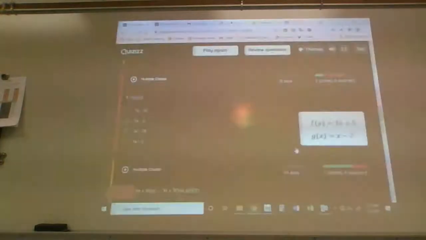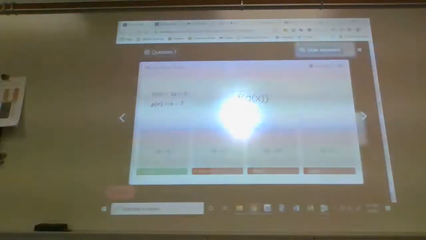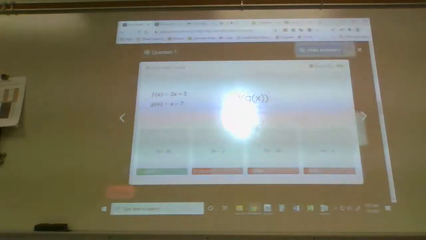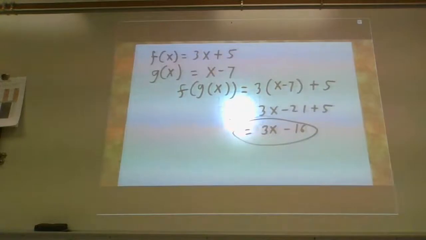Let's see. Yep, there it is. Yeah, I can see most people actually ended up picking 3x minus 2. I can see why they would pick 3x minus 2. You saw the plus 5 and the minus 7, and you just decided, heck, I'm just going to add them together. But that's not what the question wanted. The question wanted you to perform the correct composition.